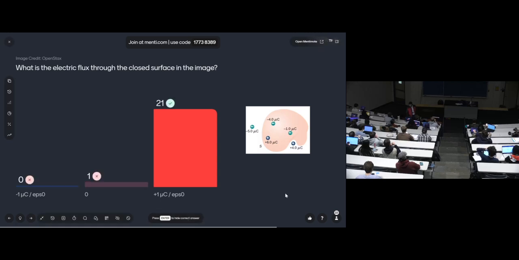Okay, good. The net electric flux is going to be 1 microcoulomb divided by epsilon naught. You have 6 minus 4 is 2, minus 1 is a total of plus 1 microcoulomb of charge. Therefore, we have net positive flux coming out of this surface here. And I think that's all that we really had remaining.